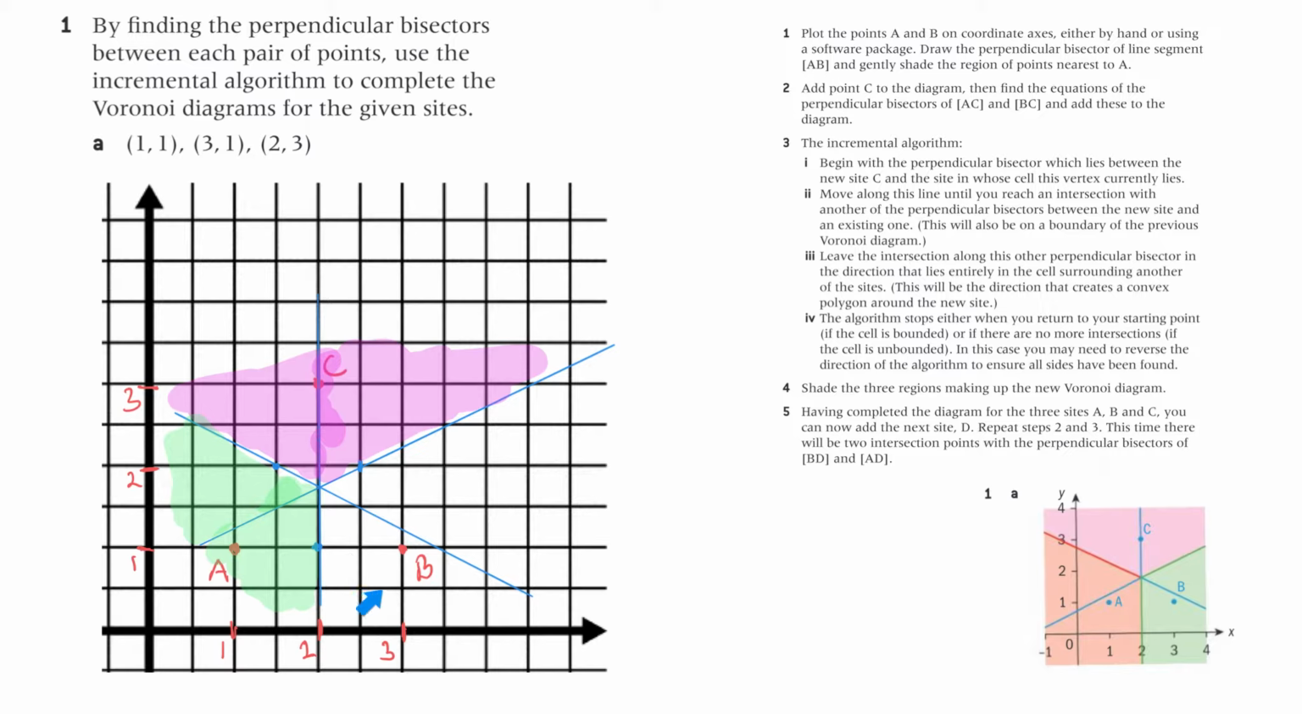Now this area here, that triangle there, is closer to B than it is to A. So we're going to colour that, because this area here is closer to B than it is to A, so it's part of the B region. And this area here is closer to B than it is to C, because that line separates B and C, so that's part of B as well.